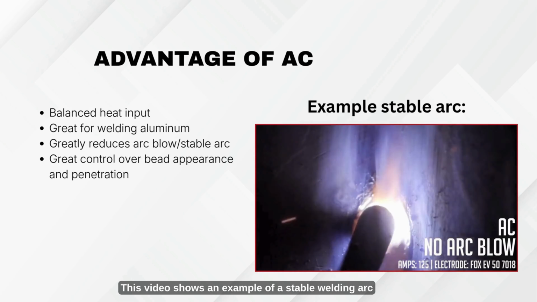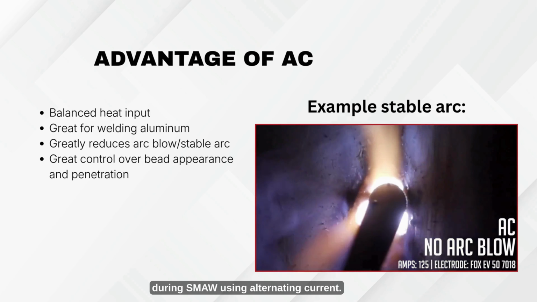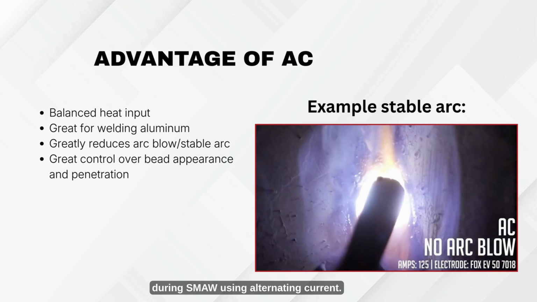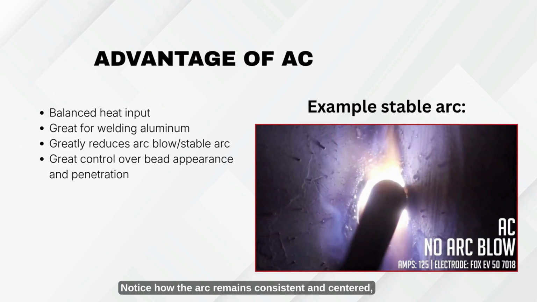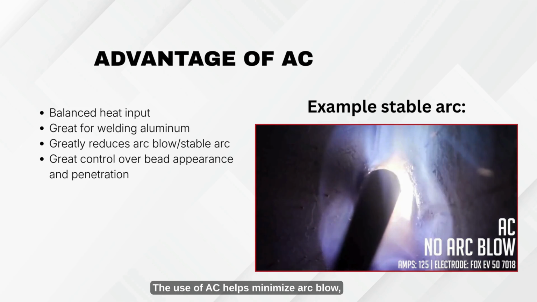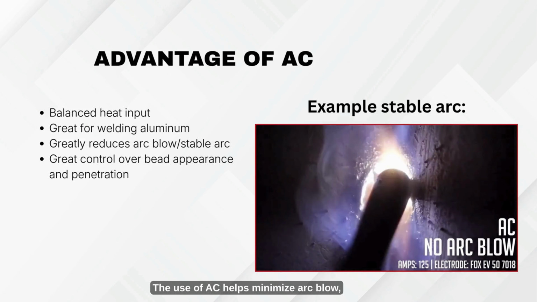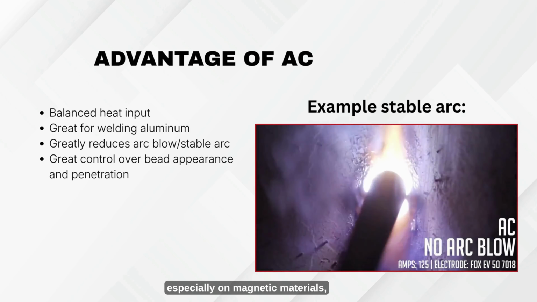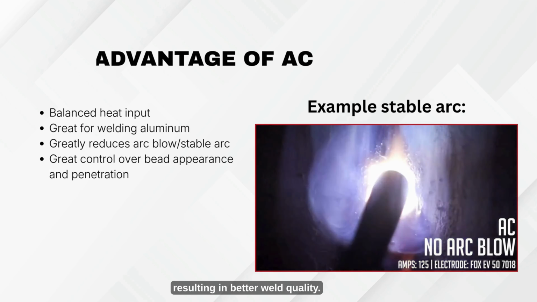This video shows an example of a stable welding arc during SMAW using alternating current. Notice how the arc remains consistent and centered, producing a smooth weld bead. The use of AC helps minimize arc blow, especially on magnetic materials, resulting in better weld quality.